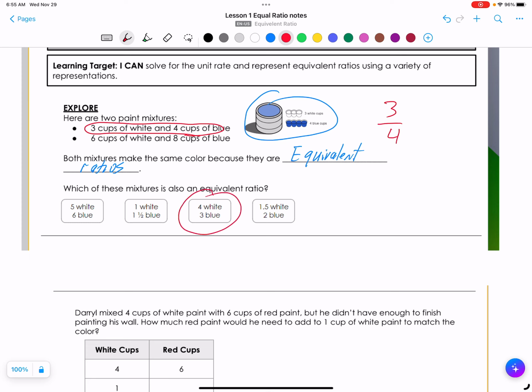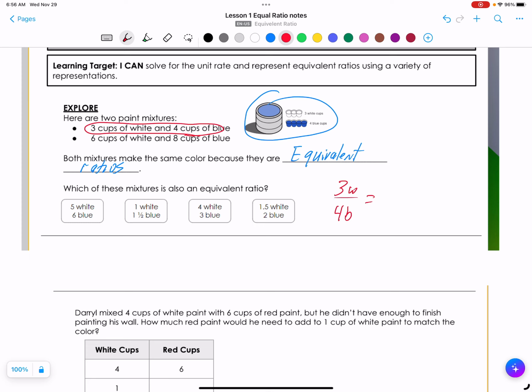So that's 4. I need to label my white and my blue. That's 4 white to 3 blue. I'm testing this one out right here. Let's cross multiply. That gives me 16. That gives me 9. That does not equal, so that one is not going to work. Let's choose another one. Let's again go back to 3/4. We'll put 3 white, 4 blue.